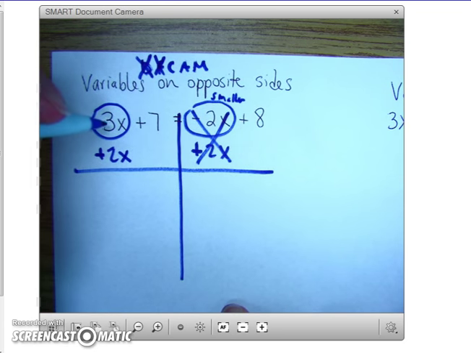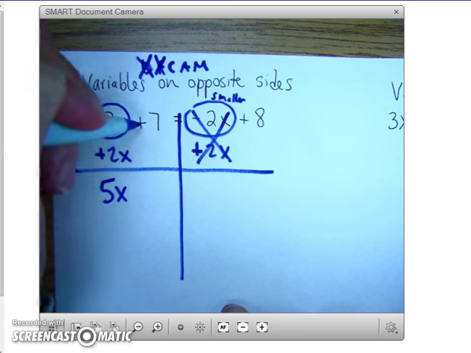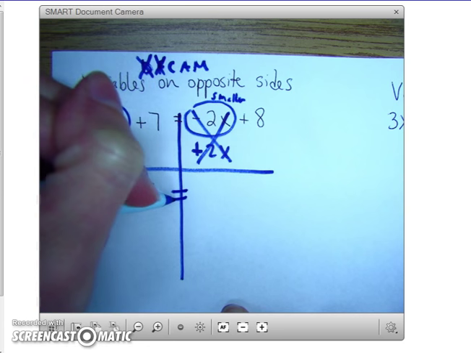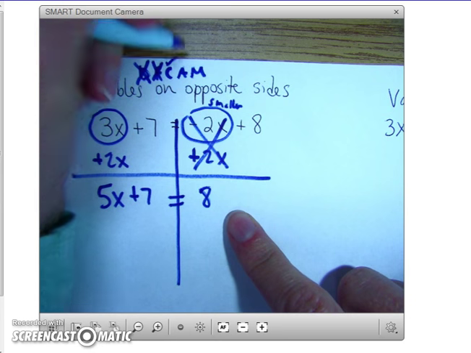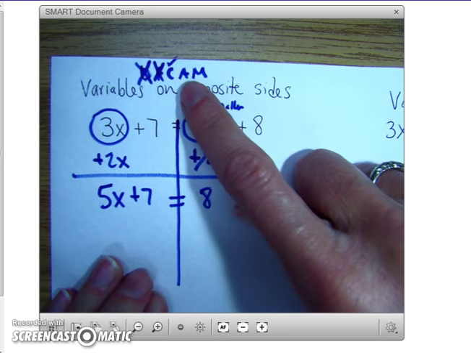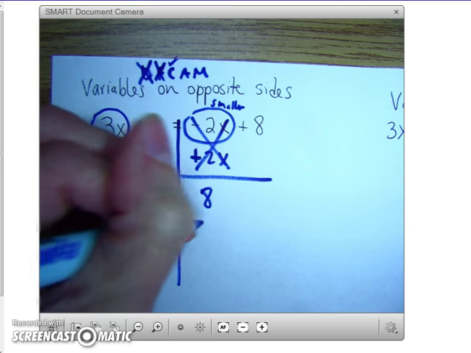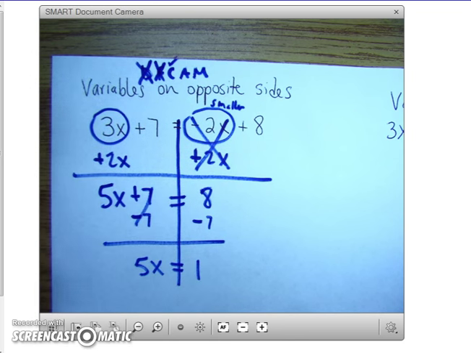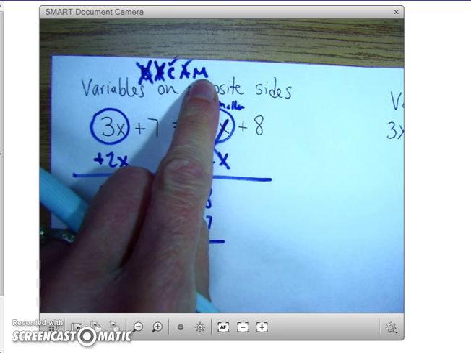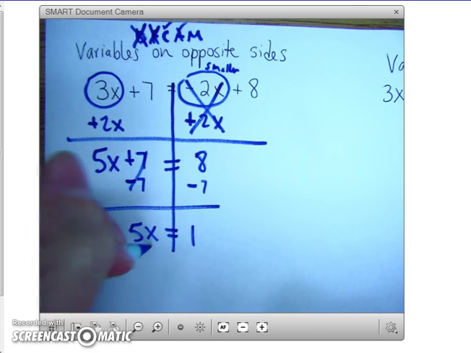So 3x plus 2x, it's just combining like terms. 3x's plus 2x's, you add them up, you get 5x. Bring down the plus 7. Over here, all we have left is 8. So we just combine like terms. Now we have to add or subtract something. And now we have to multiply or divide something.